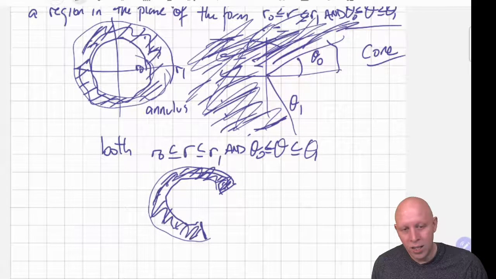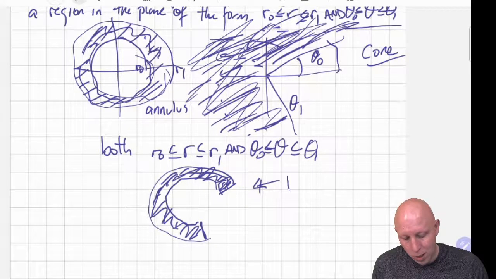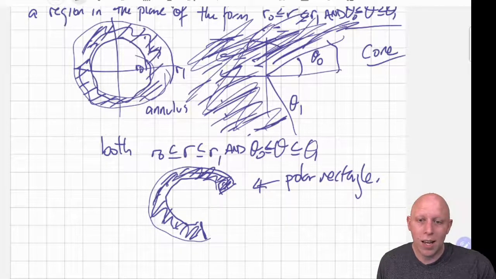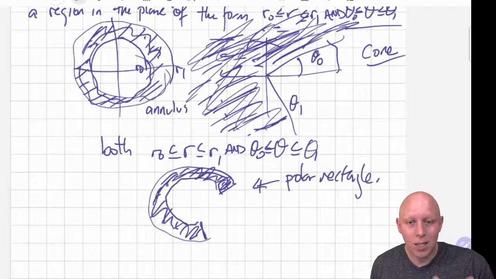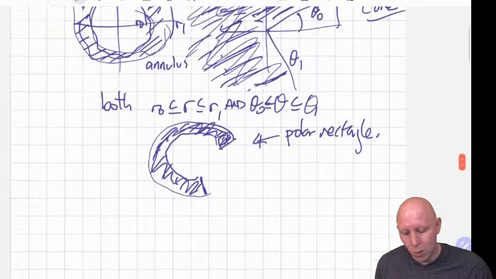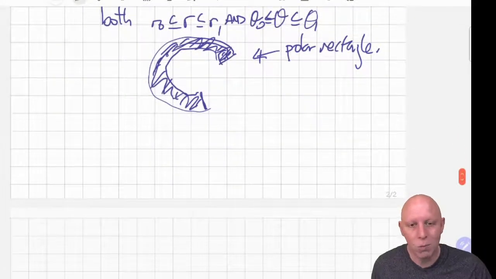So this is a region. It's definitely not a rectangle, but this is called a polar rectangle. When you see a region like this, that's telling you to use polar coordinates instead of Cartesian coordinates. We don't have a nice way to write this in terms of Cartesian coordinates, but we do have a nice way to write it in terms of polar coordinates.